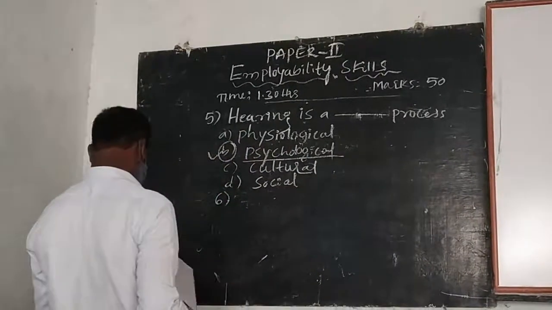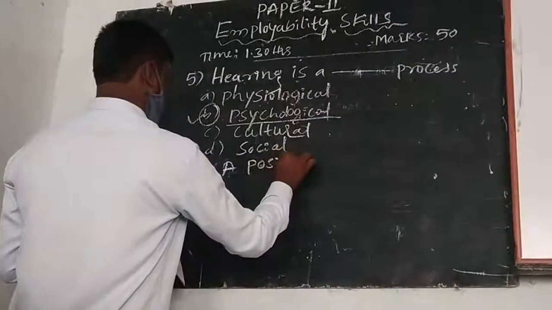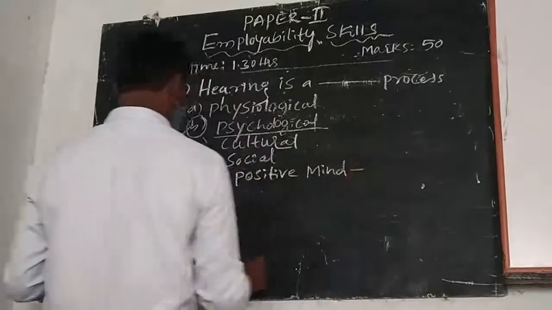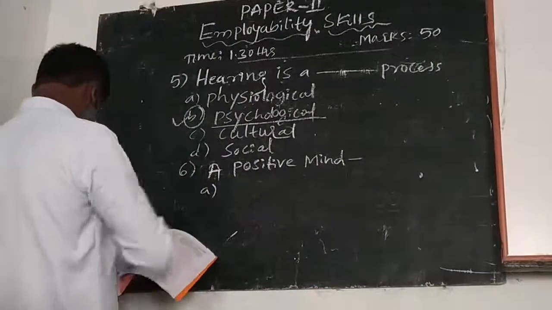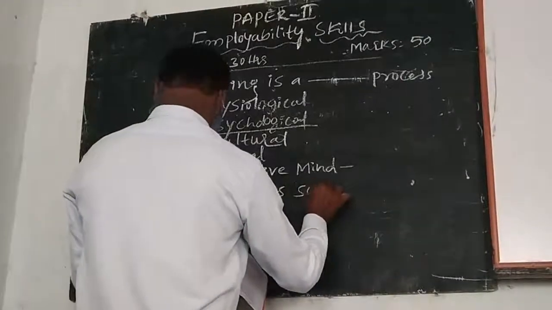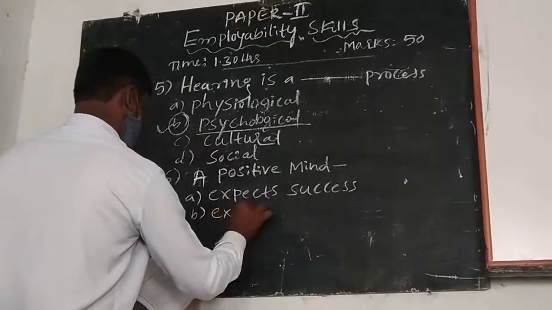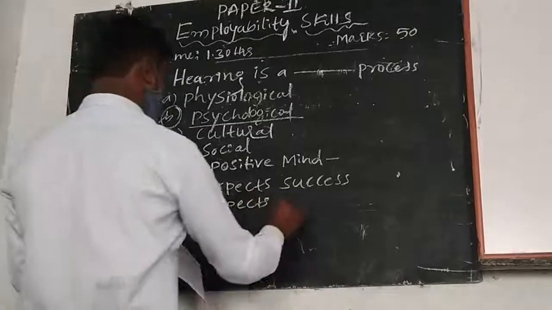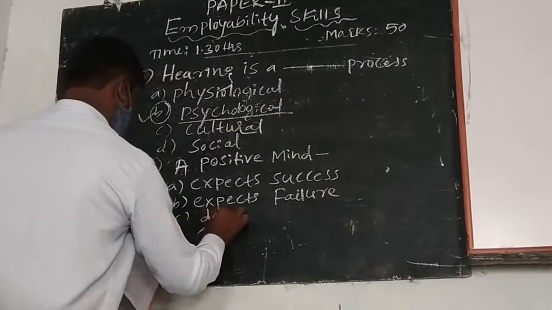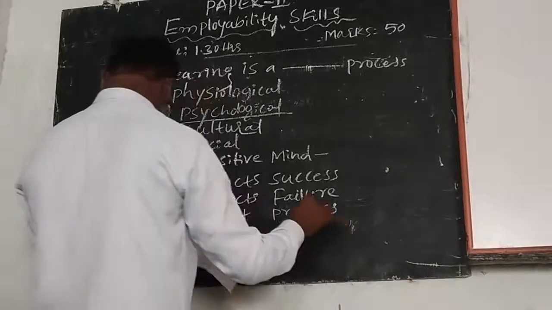And the next one is sixth one. A positive mind. First A is expects success. And B expect, deliver and see. Do not produce. Do not produce energy.